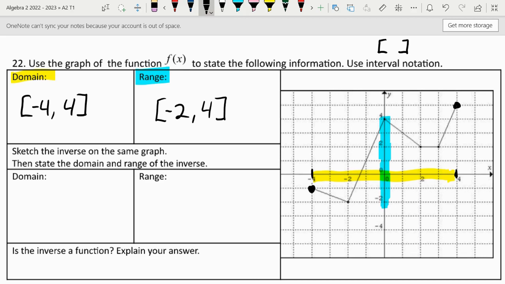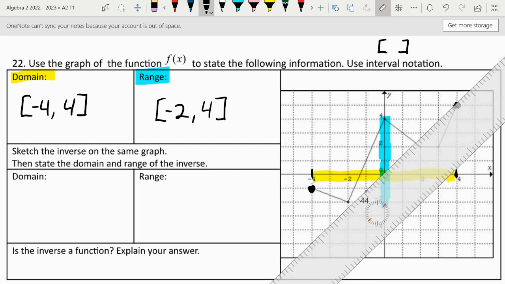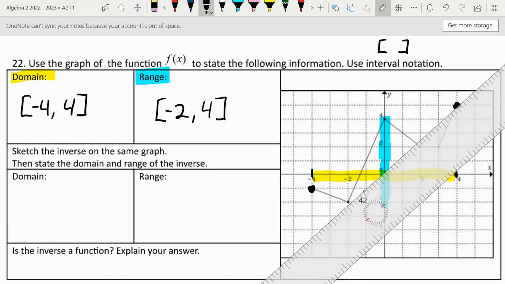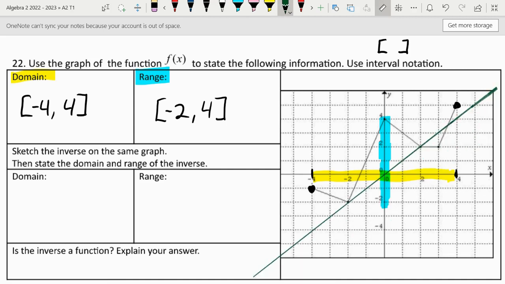Okay, and then we have to sketch the inverse. To sketch the inverse, what we can do is switch all the coordinates of all the points, or we could just reflect it over the line y equals x. We know that works as well. Since my ruler doesn't look like it's about right, I guess that works. We're going to find out together. Let's draw a little line. We're going to try to find the inverse, and it should be symmetrical about that line, but we can just switch all the coordinates.